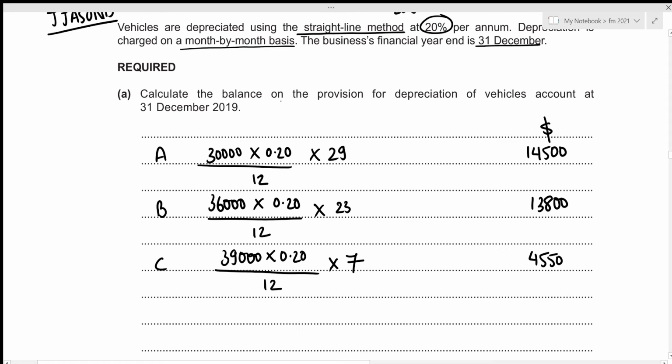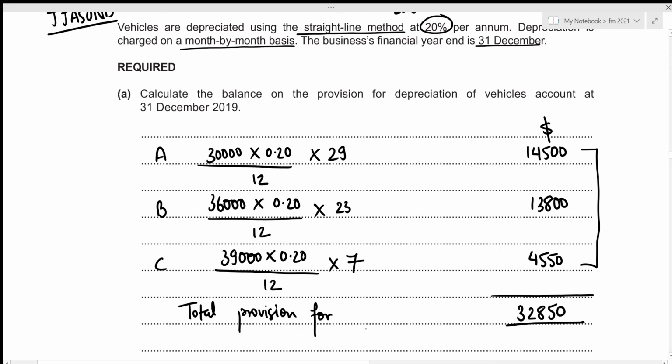And we are required to figure out the total balance on the provision for depreciation of vehicles account. So that's going to be the total of these three amounts: 14,500 plus 13,800 plus 4,550, which results in the value of 32,850. And this is our total provision for depreciation. All right, this concludes the first part of this question. Now we can move towards the second one.